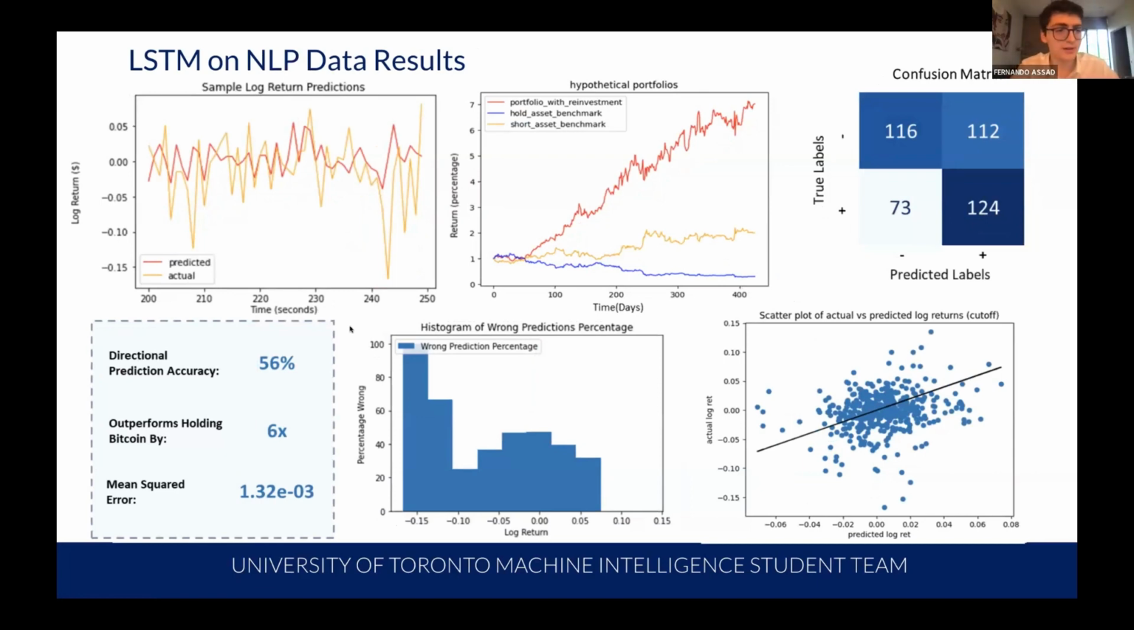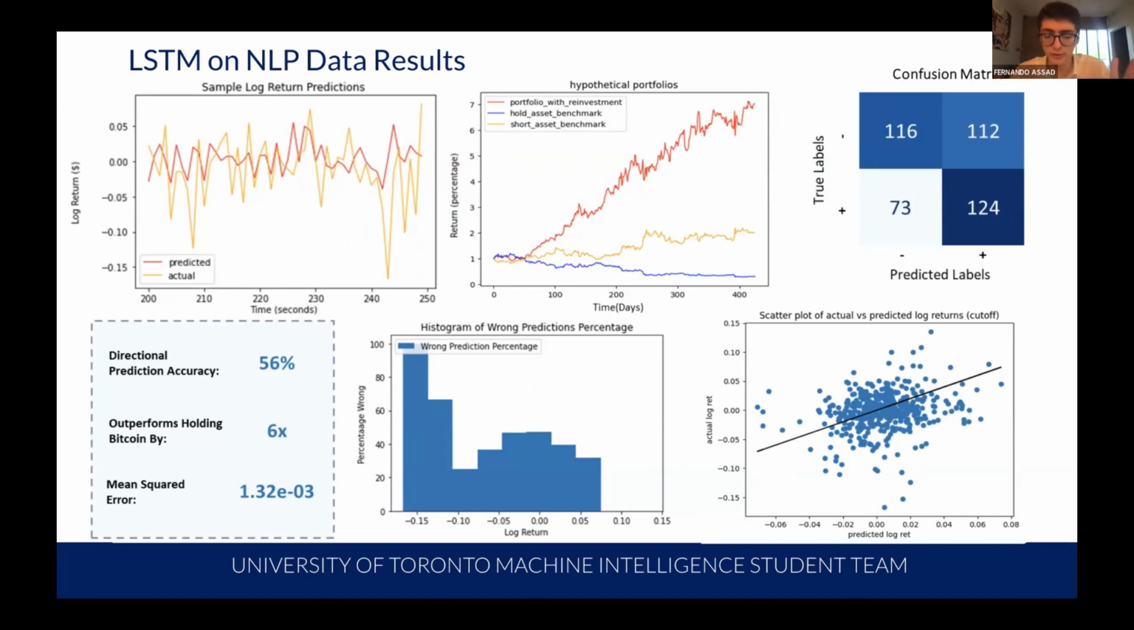So thank you, Sujit. We have here the same graphs, however, for the NLP data. Here we only use the features that we collect from Twitter, as we talked a little bit before. I won't go into detail for every graph just because Sujit did a wonderful job explaining all of them. But I want to highlight a few differences.